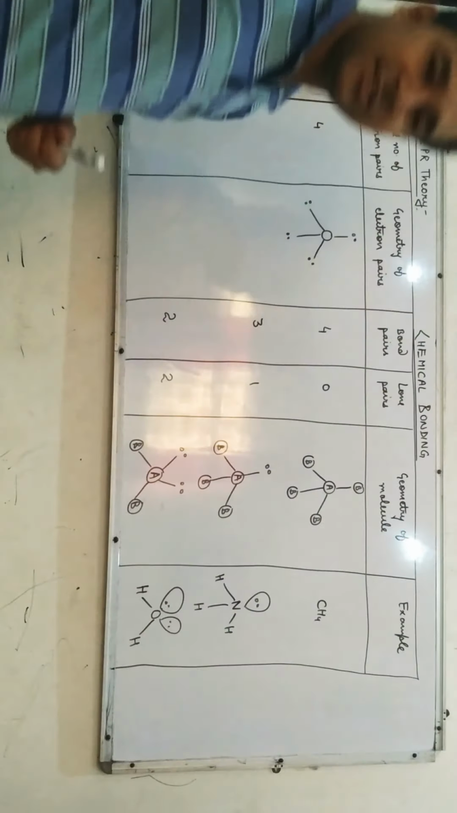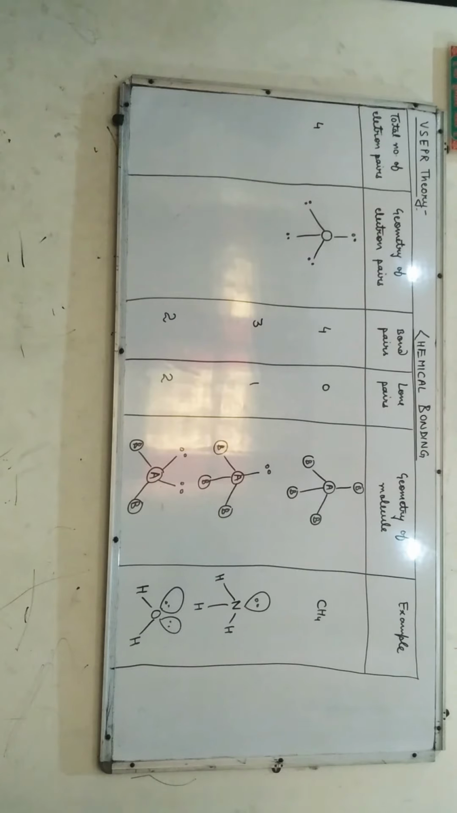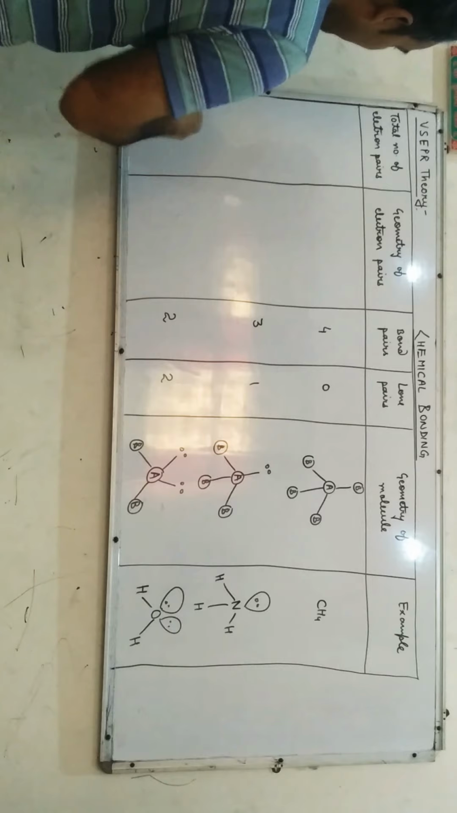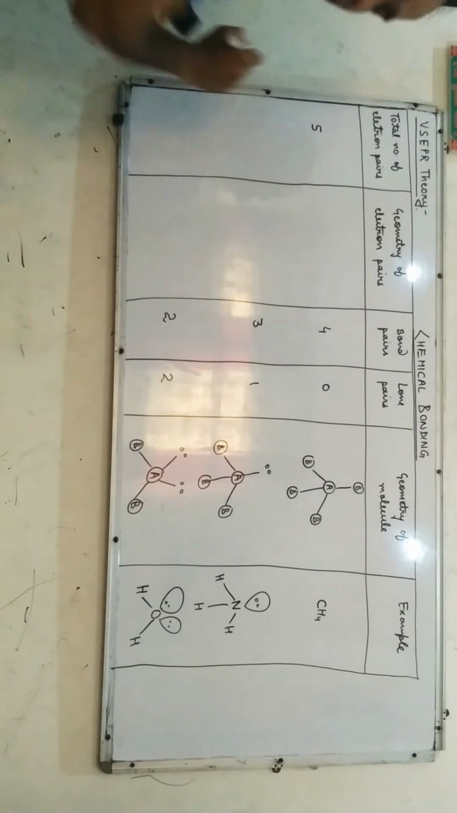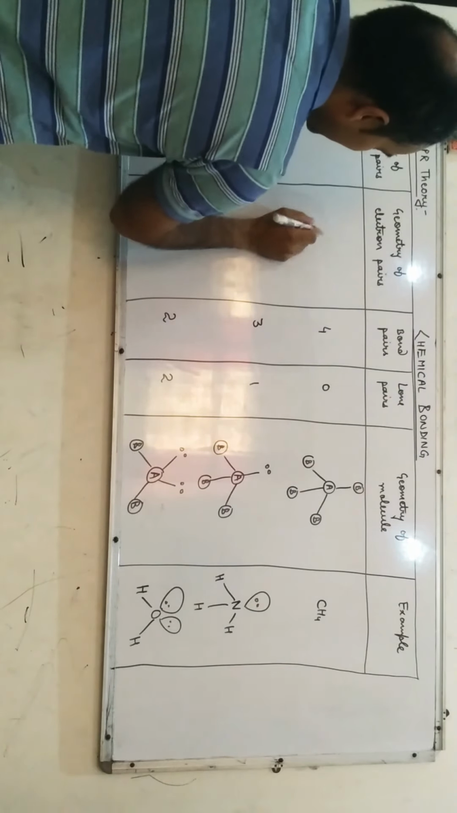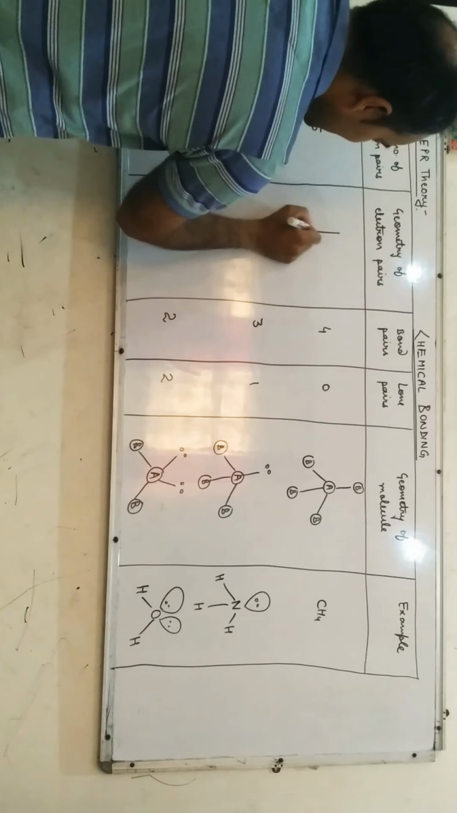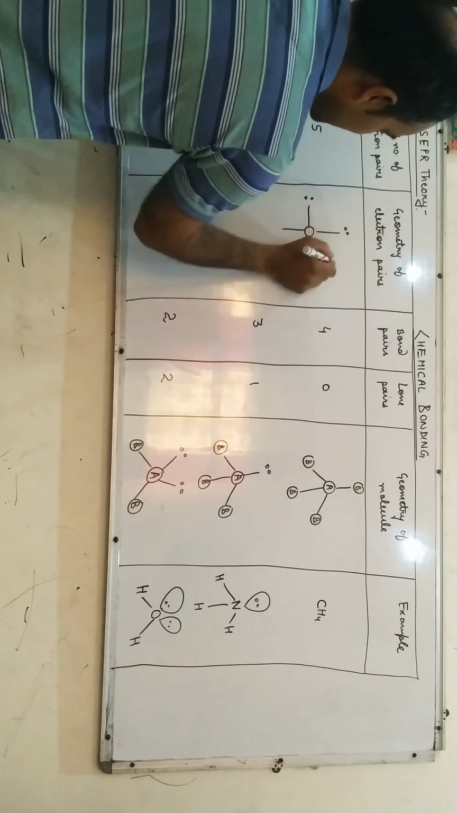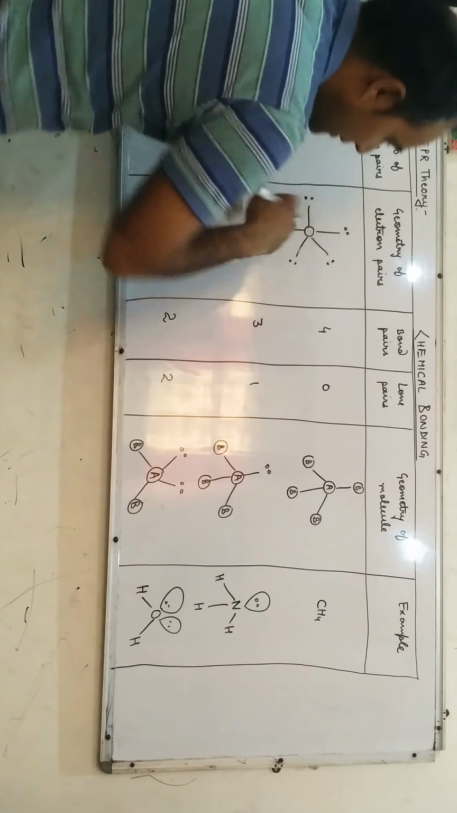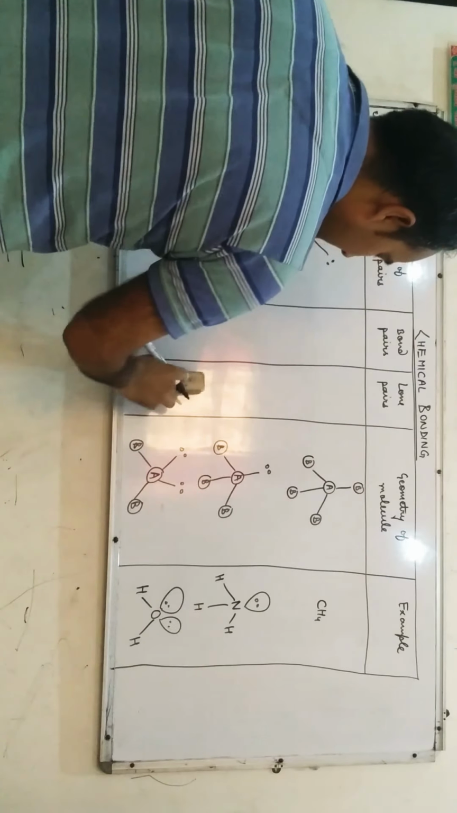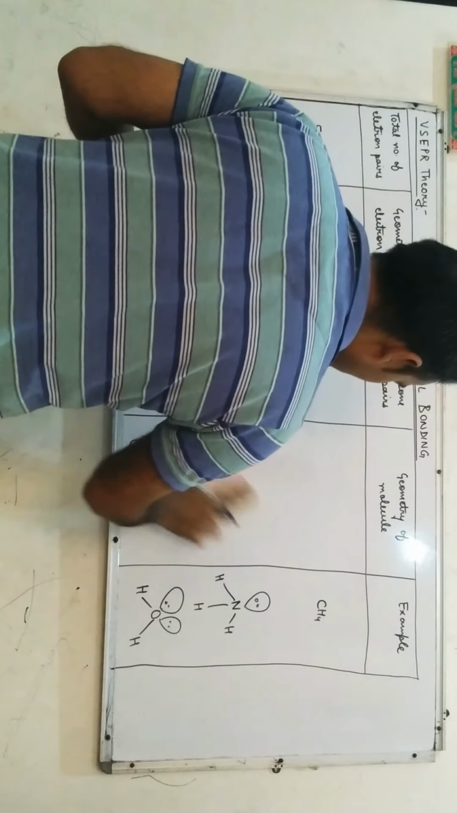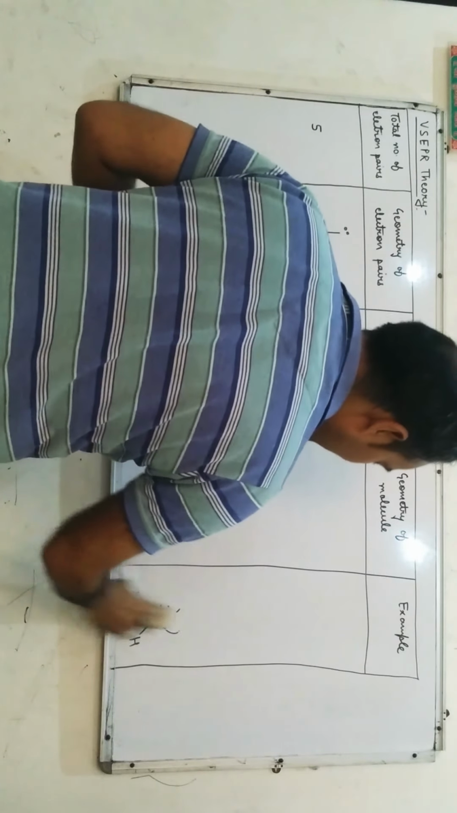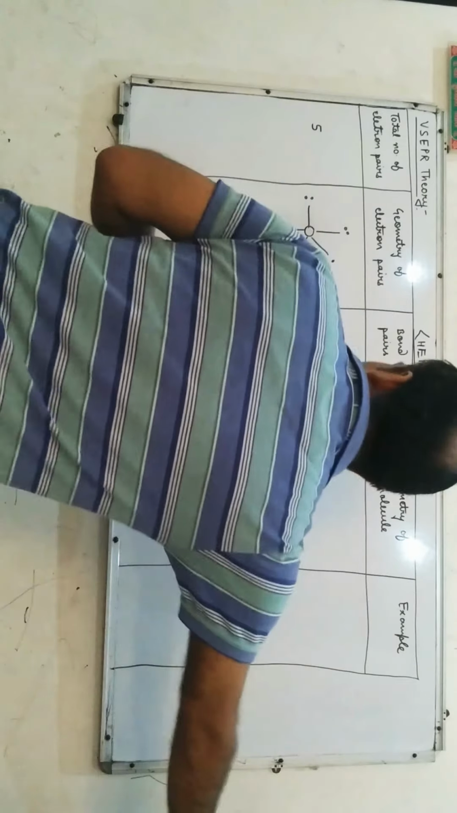Now let us discuss total number of electron pair 5. When total number of electron pairs are 5, the following situation may arise. It is represented like this manner also. 1, 2, 3, 4, 5. Now various situations are there. Total number of 4 situations may exist if total number of electron pair is 5.